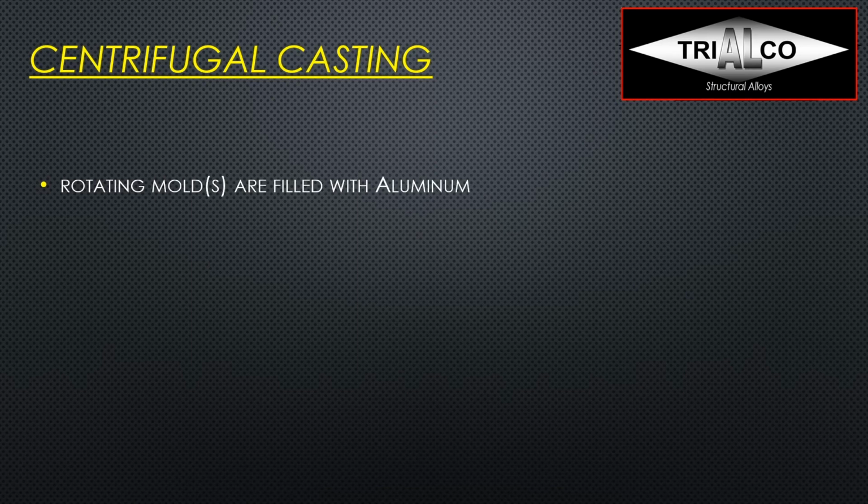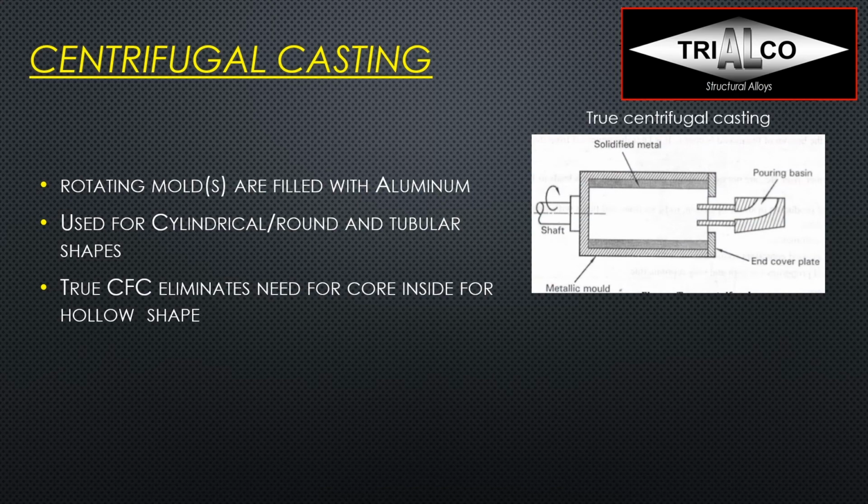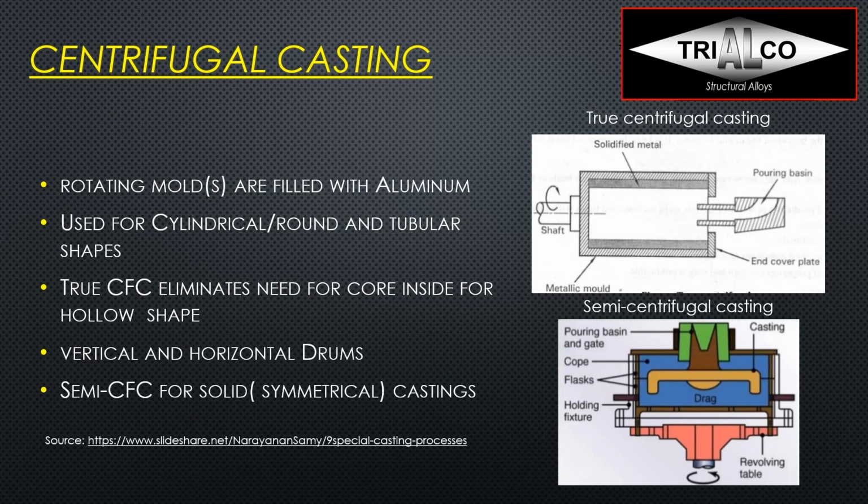So now let's talk about a very odd process, centrifugal casting. As you can imagine, centrifugal means rotating molds that are filled with aluminum. They're used typically, of course, for cylindrical or round and tubular shapes. Precisely, pipes are made in this process. We have true centrifugal casting, and that eliminates the need for a core inside when making a hollow shape. So we see that in the picture on top. You also have vertical and horizontal drums, and then we have semi-centrifugal casting for solid parts that are symmetrical. We see this in the picture on the bottom.